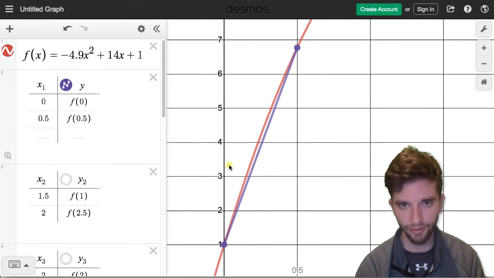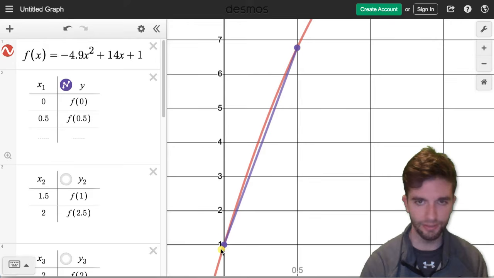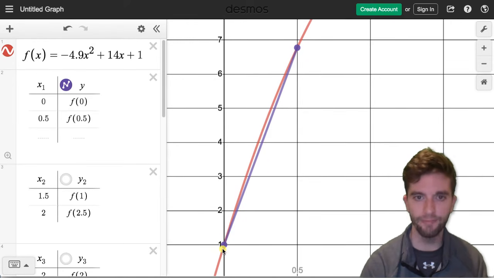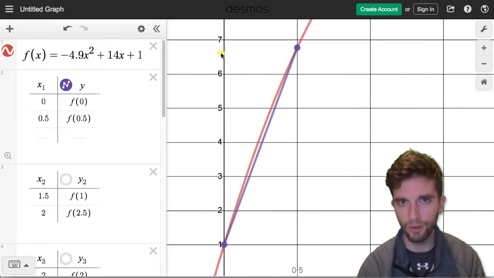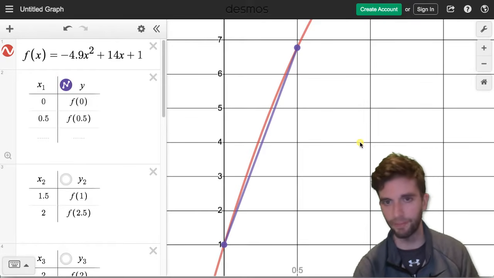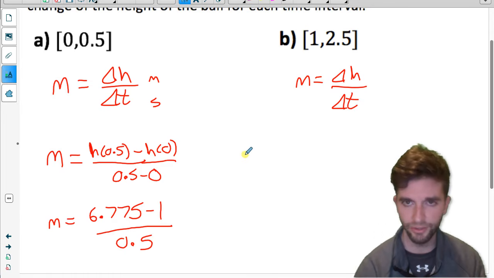The red part is the actual function. It's slightly curved, but we know the average rate of change between those 2 points, represented by the slope of that secant line, is 11.55 meters every second. It looks like it's going up by almost 6 full meters in half a second, so that our answer makes sense of going up by 11.55 meters in a full second. Let's now do the next interval.